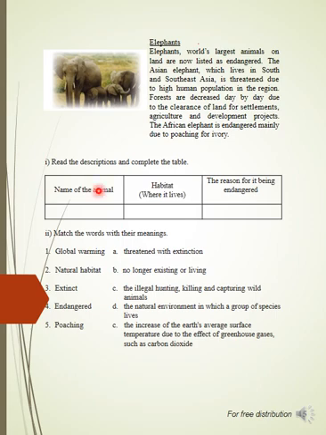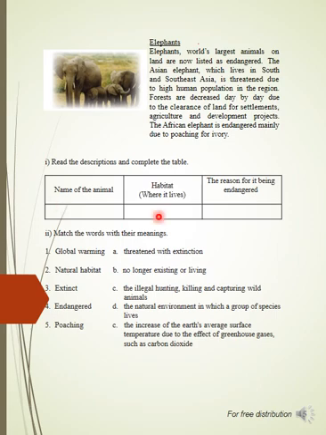Now if we write the first one, polar bear, habitat: Canada, Alaska, etc. If you go through the text, you can get the places where they live. And the reason for it being endangered: global warming. Polar bears, the reason for being endangered, global warming. Second one, lions. Habitat: Africa and India. Reason for being endangered: sports hunting, loss of habitat, loss of prey.